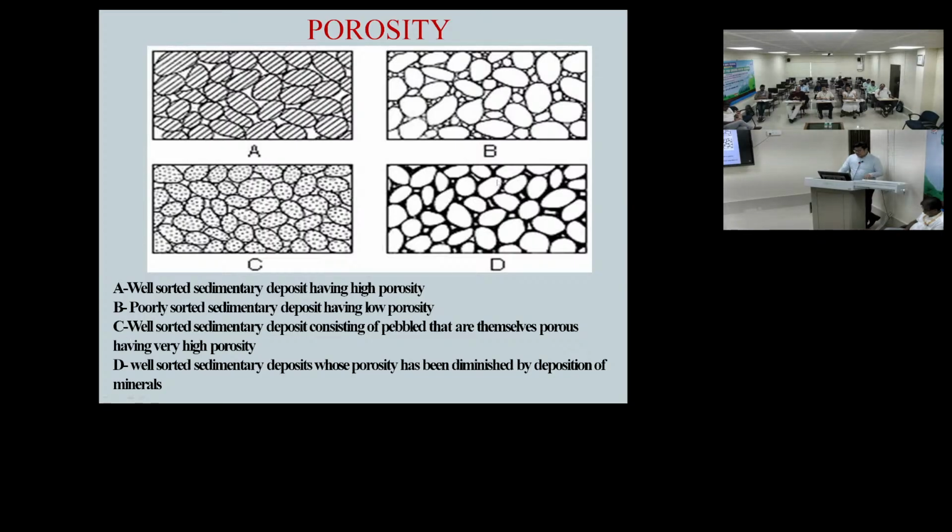Now poorly sorted has a low porosity, because in between the pore space you can see other non-uniform particles are there. Coarse grain, medium to coarse sediments will be there. So it will definitely block the pore spaces, and most of the time it might. So poorly sorted is low. Well sorted sediment is deposited on well sorted sediments.